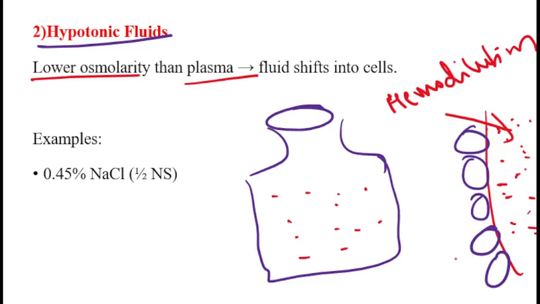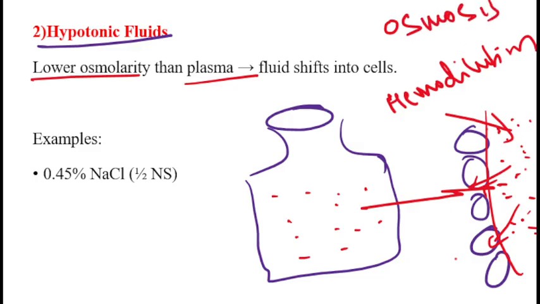Because of the hemodilution, there is osmotic flow of fluid from the blood vessel to the cells. The process of osmosis takes place. Osmosis means the fluid moves from the region of low solute concentration, in the blood vessels, to the region of high solute concentration, in the cells. This happens because of hemodilution.